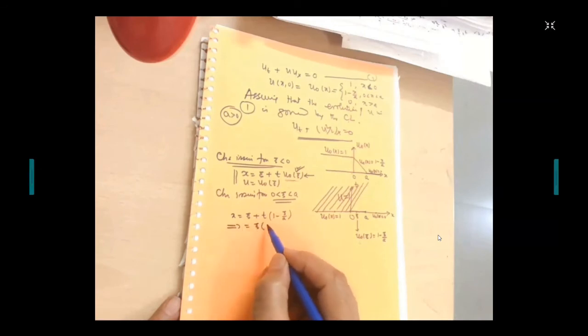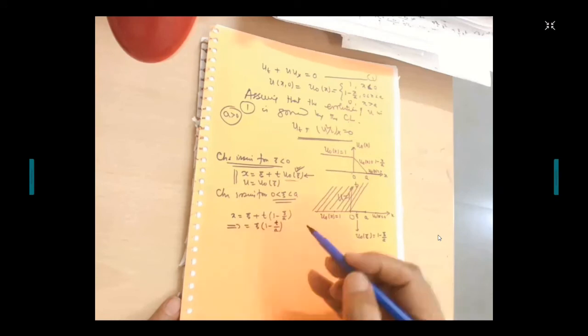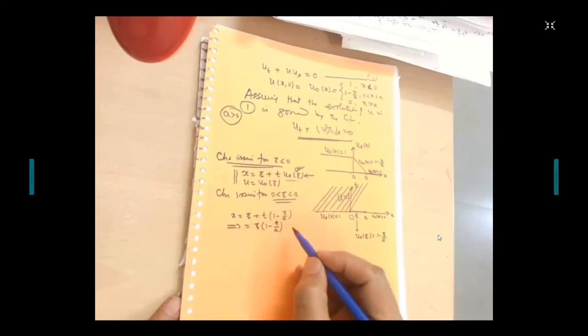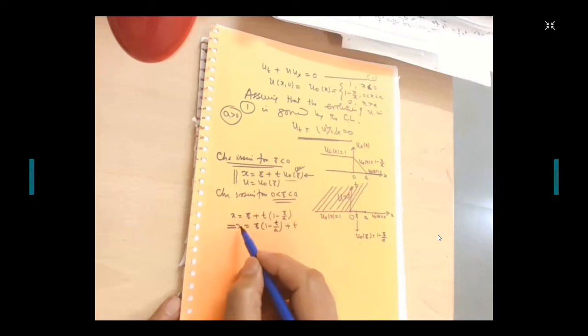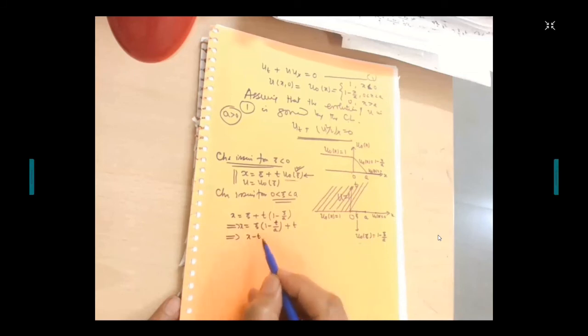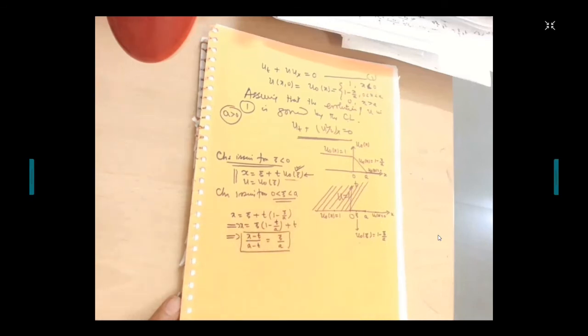So xi into 1 minus t by a, am I right? Xi into 1 minus t by a plus t, am I right? Yes, sir. So this implies that x minus t, am I right? Upon a minus t, I will write now. This is your xi by a. Is it correct? Please check this calculation. Is it right?